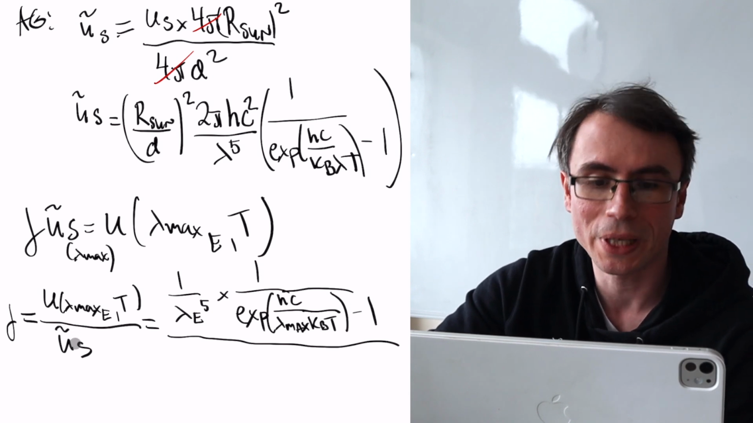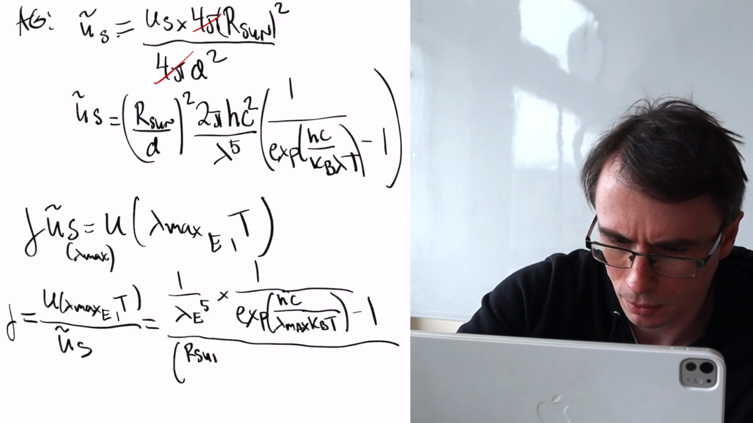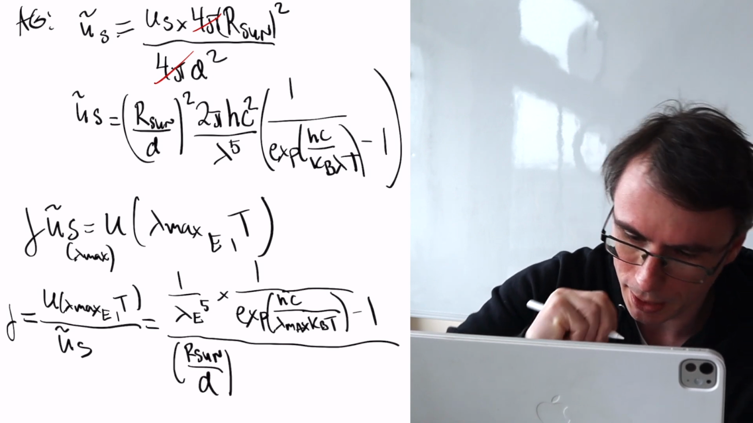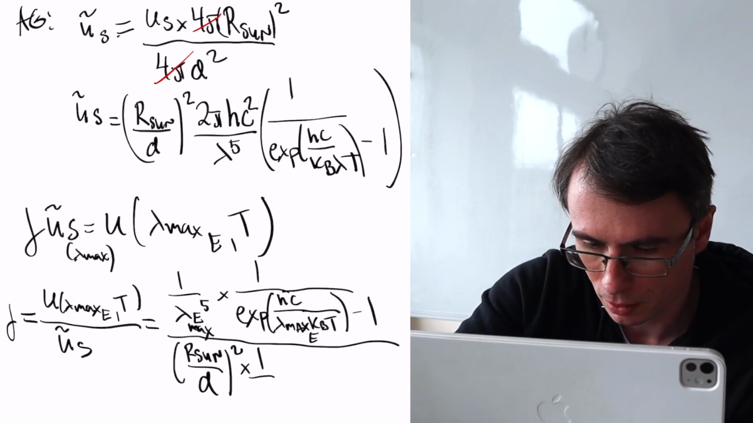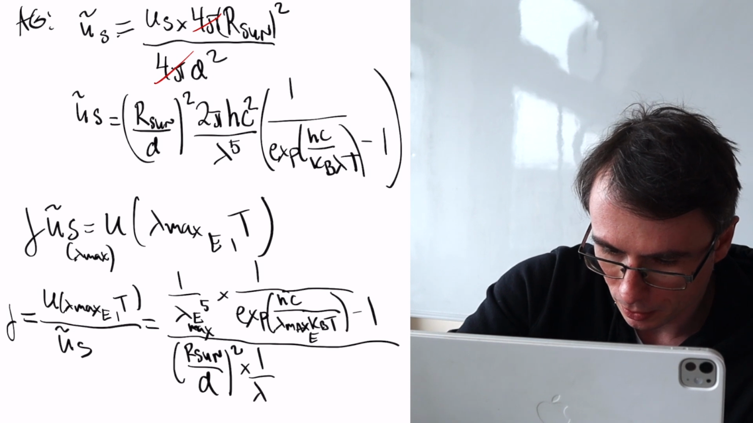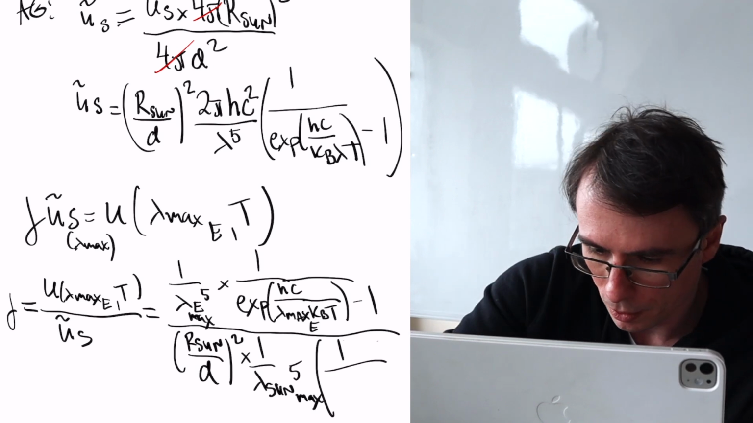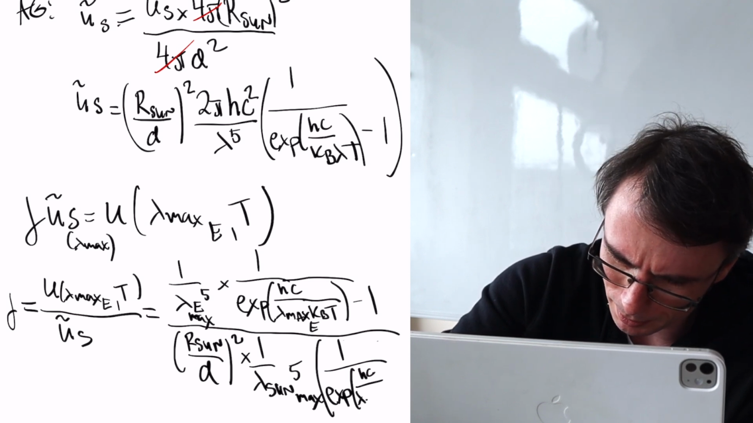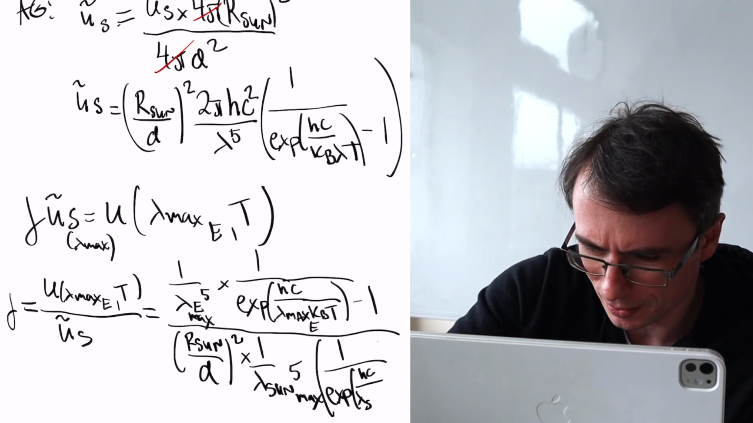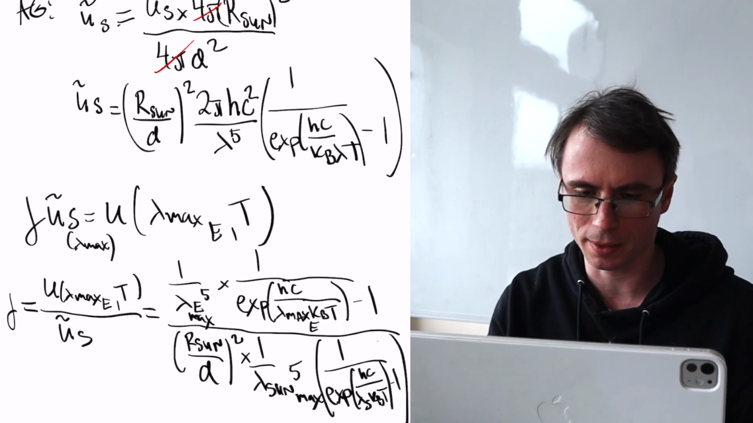Remember, for u tilde s we have this factor which is r sun over d squared. This here is the maximum wavelength. Okay, 1 over lambda sun max, so many subscripts, something like that, raised to the power of 5, times 1 over the exponent of hc over, I'm just going to write lambda s because I'm running out of space, kbt, take away 1, something like this.